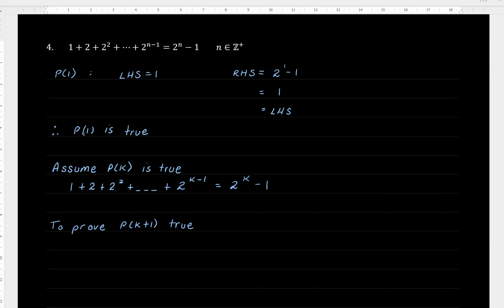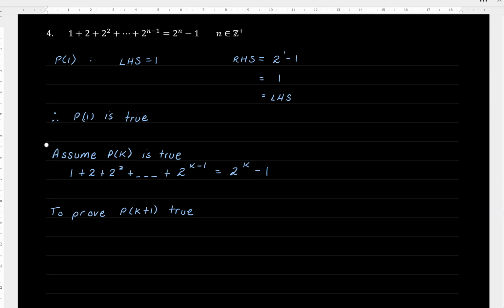Okay, now we're looking at one that's got some indices involved. By now we should be really comfortable with the process, and it's just the algebra that we're focusing on. So we've done our P of 1. We've proved that that's true. We are assuming PK is true in order to prove PK plus 1 is true.